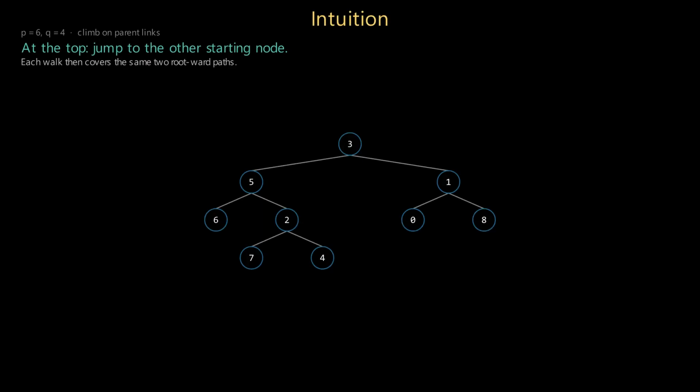The usual fix is a path swap. When your climb would leave the root, teleport to the other starting node instead, and keep climbing. Each marker still moves one parent per step, but the detour makes the combined route length the same on both sides. The very first node where the two markers meet is the lowest common ancestor.